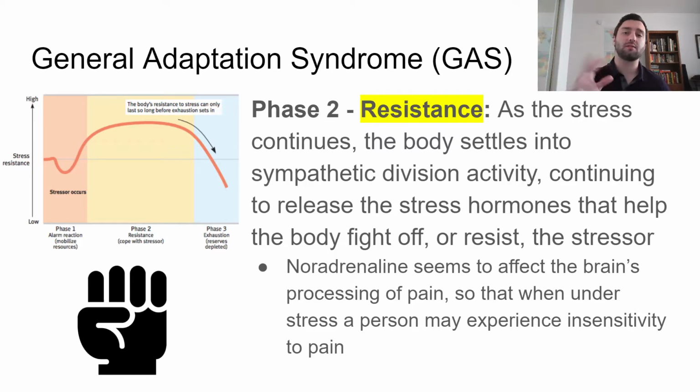So our body settles into sympathetic division activity, continuing to release these stress hormones that help the body fight off or resist the stressor. So again, our body is preparing us to deal with whatever the stressor is.